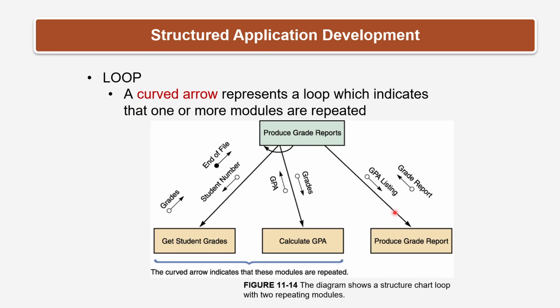subordinate modules. Alright, for the loop, a curved arrow represents a loop, which indicates that one or more modules are repeated. In the example shown in this figure, get student grades and calculate GPA are the modules that are repeated. These two modules, get student grades and calculate GPA.